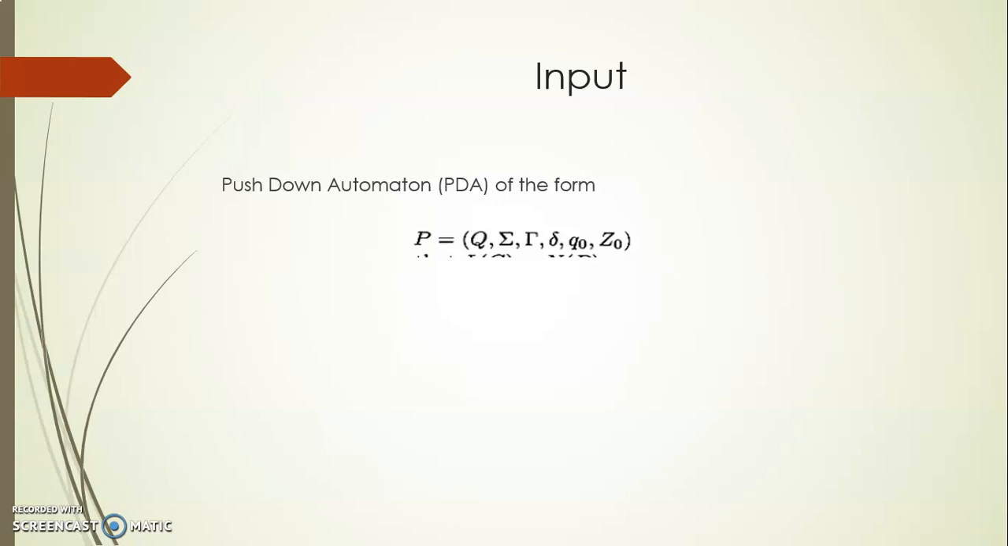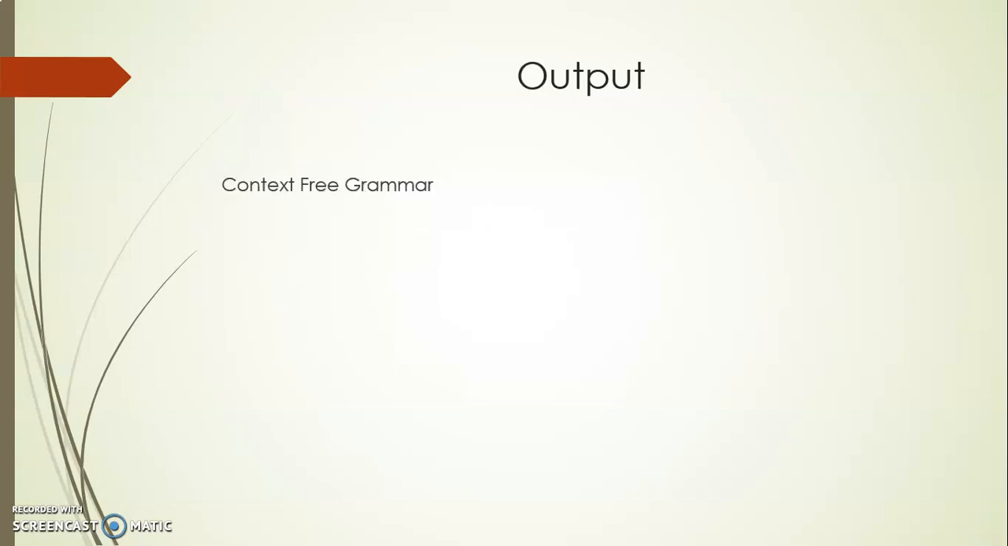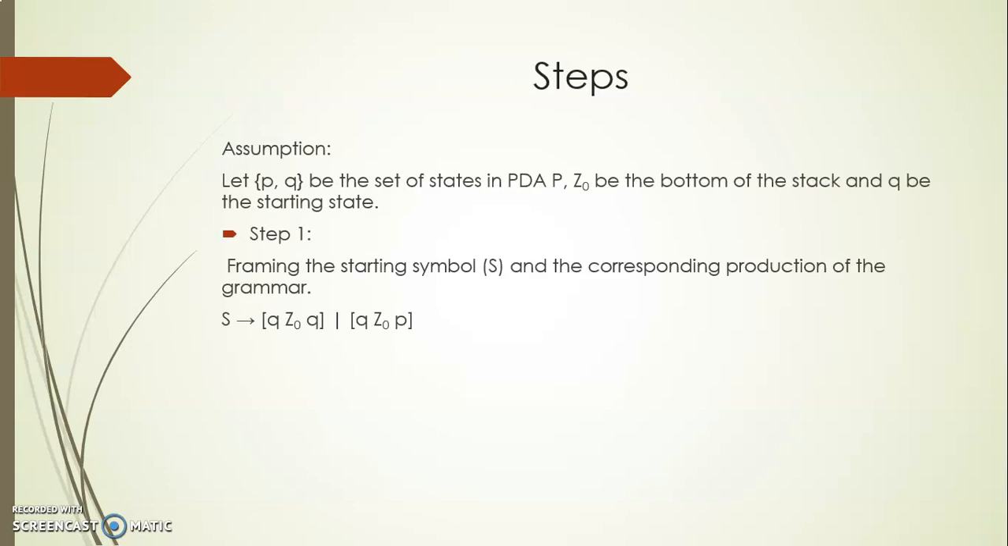The first one, Q, represents the set of states, sigma represents the set of input symbols, capital gamma represents the set of stack symbols. Delta, the transition function, gives the flow of the operations of the given PDA. Q0 is the starting state and Z0 the bottom of the stack. So the input for this algorithm is the pushdown automaton and the output is the context free grammar. Here there are 2 steps.